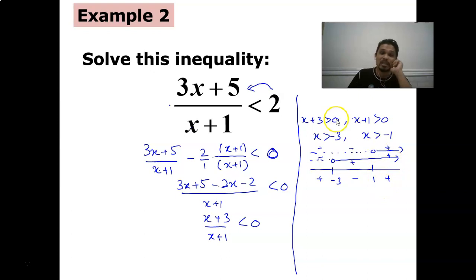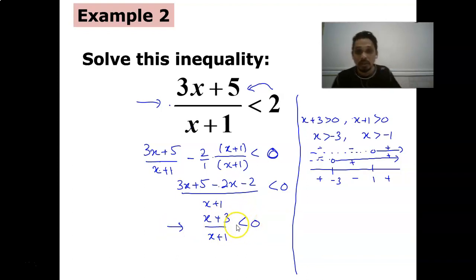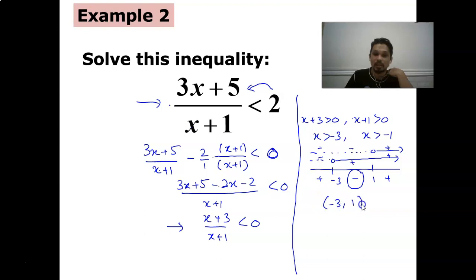Okay, let's get back to the original question here. 3x plus 5 divided by x plus 1 less than 2, or look at this one here, x plus 3 divided by x plus 1 less than 0. The numbers that are less than 0 are all negative, right? Negative, so we're taking this section. So the final solution, we call the solution set for this in interval form, is negative 3 until negative 1.